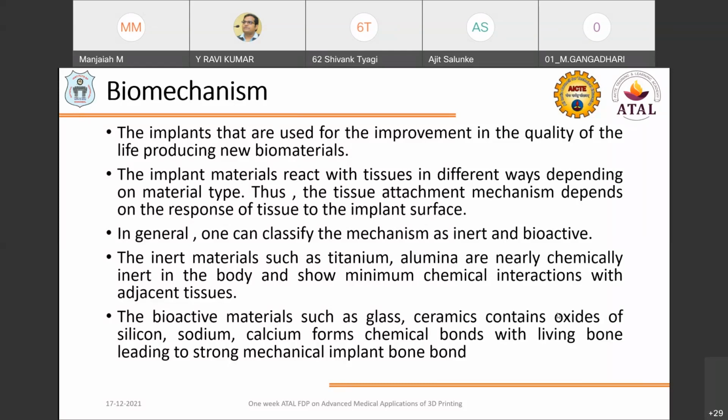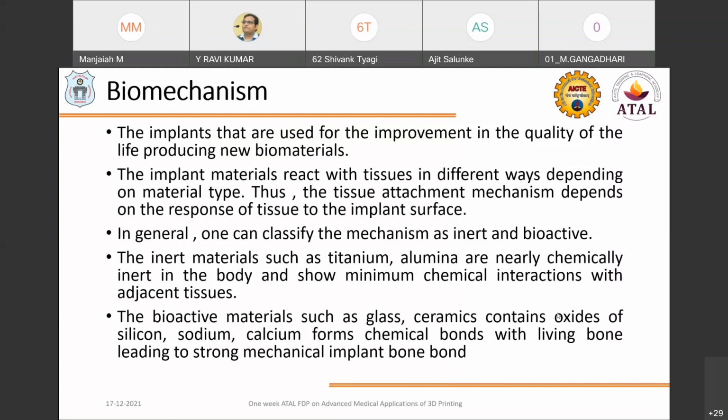When you are talking about biomaterials, what kind of biomechanisms? When you are developing implants by conventional manufacturing methods or 3D printing methods, the implants are used for improvement in the quality of life, produced with new materials. The implant materials react with tissues in different ways depending on the material type. How fast the tissues, bacteria or cells are growing, how much time it takes to be compatible with the human body, whether 1 week, 2 weeks, 3 weeks or 3 months, highly depends upon the material type which you are using to replace the fractured part or component of the implant.